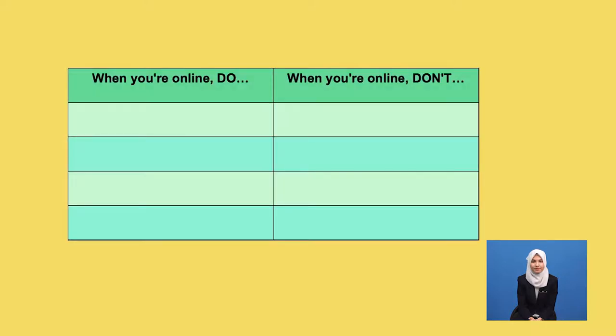When you're online, do check your privacy setting regularly. Do this on all the sites you use and make sure that only your friends can see your post. Do you really want the whole world to see what you post online? Some things are best shared with just your friends, so keep your online profiles as private as you can and choose your online friends carefully.